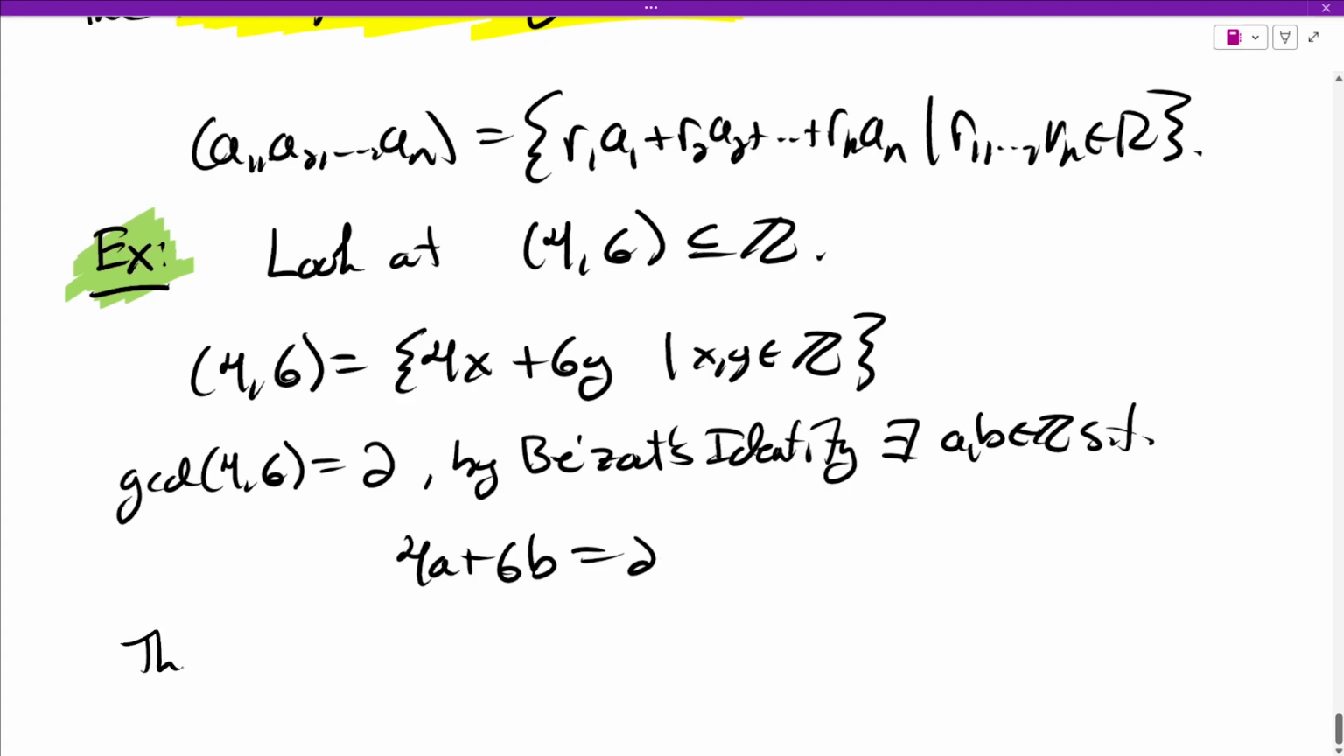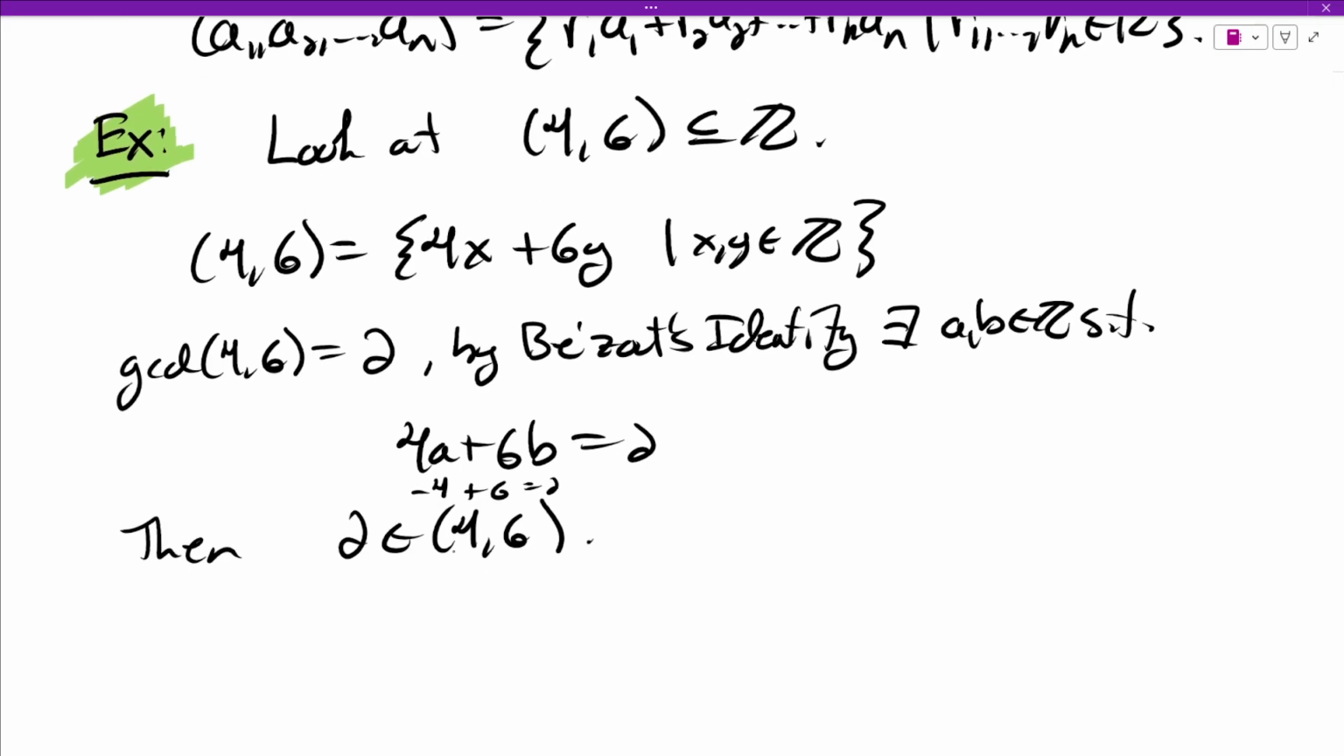So what this tells us is that 2 is actually an element of (4, 6). In fact, we could even write out what those A and B are: negative 4 plus 6 is 2. So 2 is an element of (4, 6). And since any multiple of 2 is therefore also an element of (4, 6), we have a subset inclusion: the principal ideal generated by 2, that is all multiples of 2, must also be a subset of the ideal generated by 4 and 6.